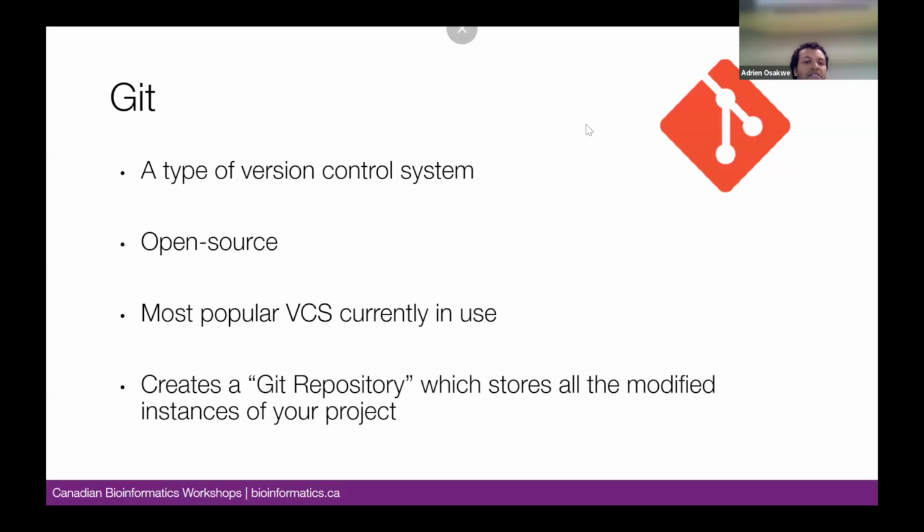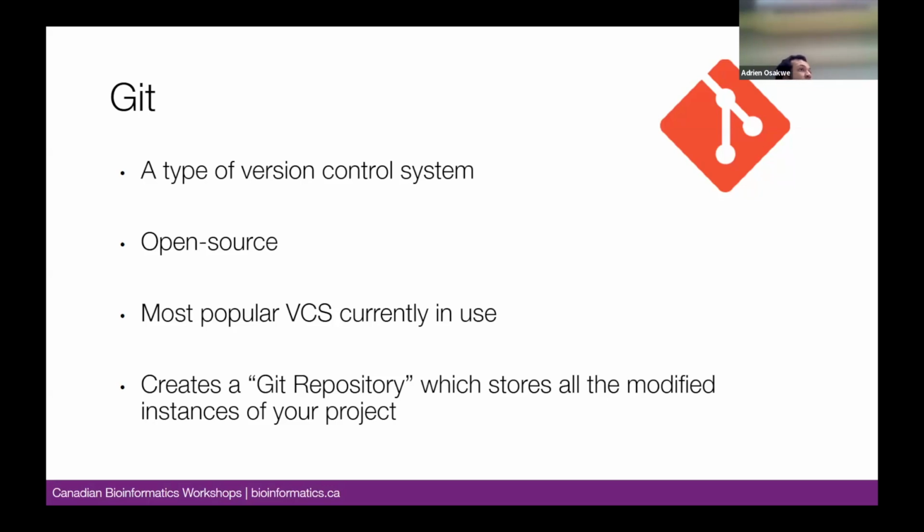In practice, there are a lot of different version control systems you can use, whether it's with R and so on. But what you'll find is the majority of people are working with Git. The main reason for that is it's an open source tool, and it's the most popular one in use at the moment. The way it works is it creates what's called a Git repository, which stores all the modified instances of your project.